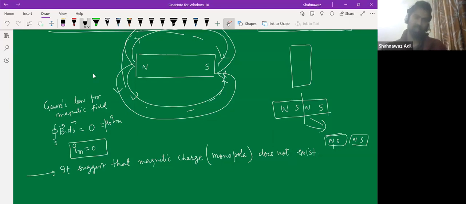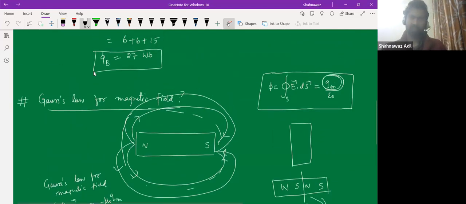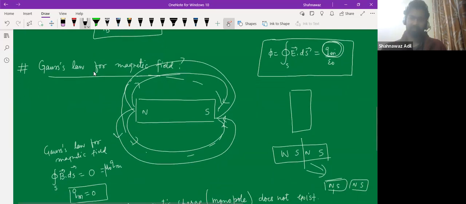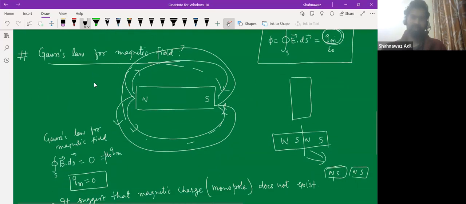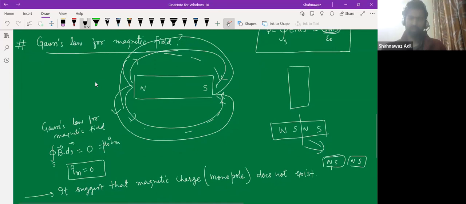So this is the idea. Is it clear? Yes. So quickly note it down, and then we'll talk about the important one, which is Faraday's law. So quickly note it down.